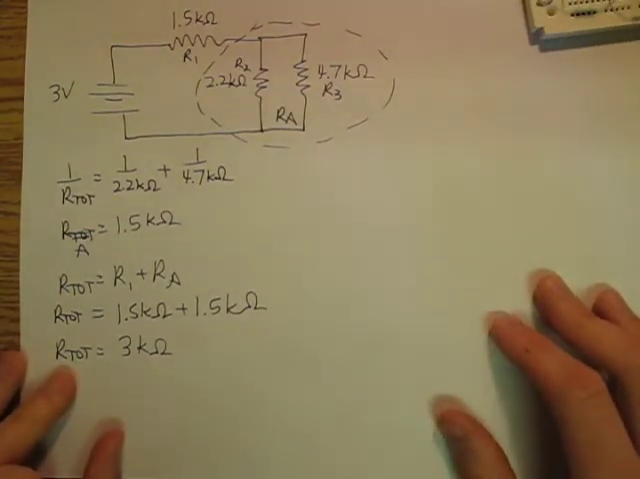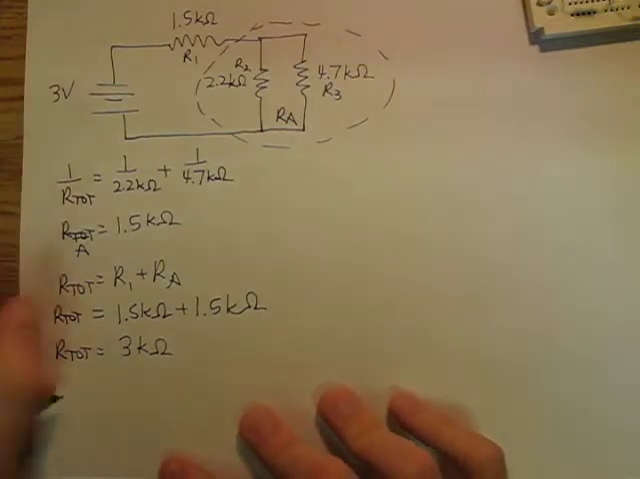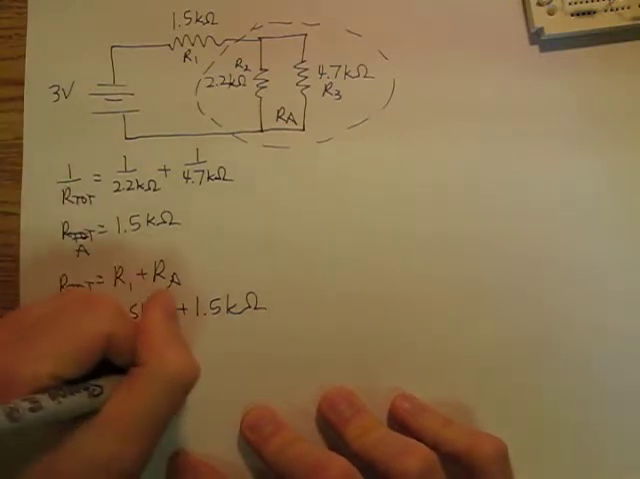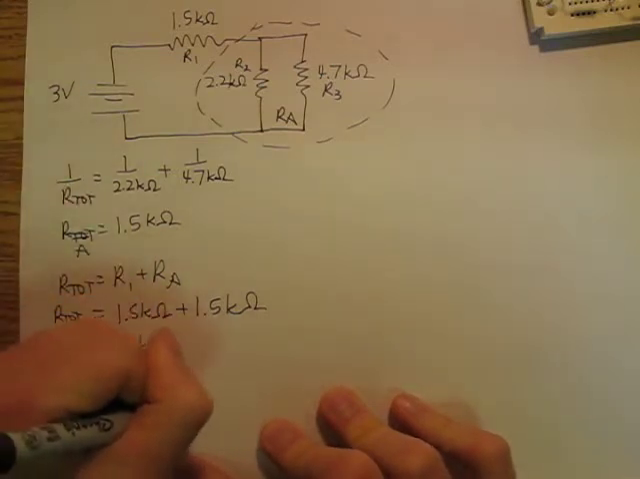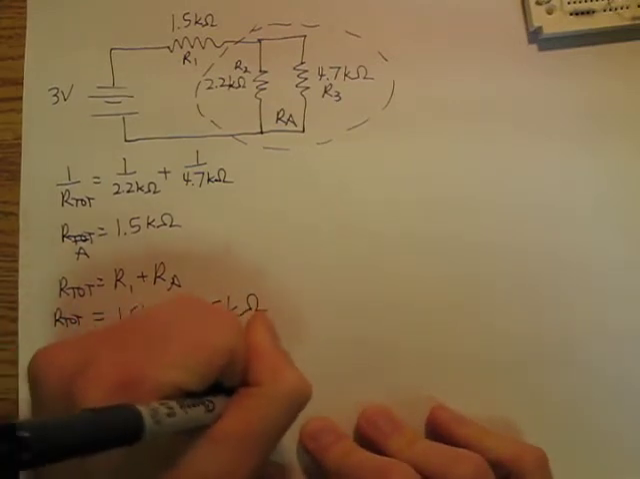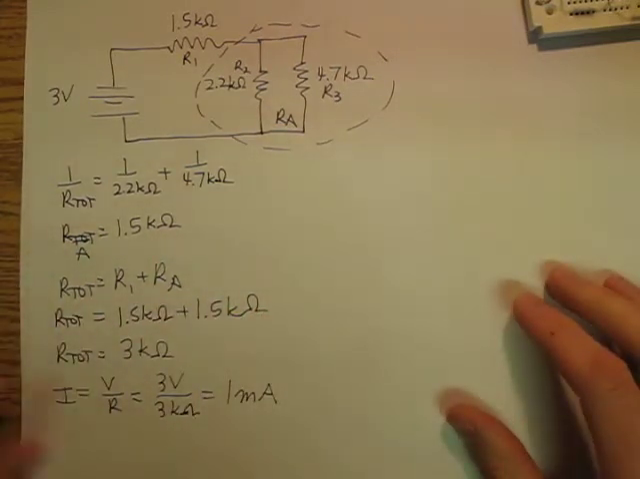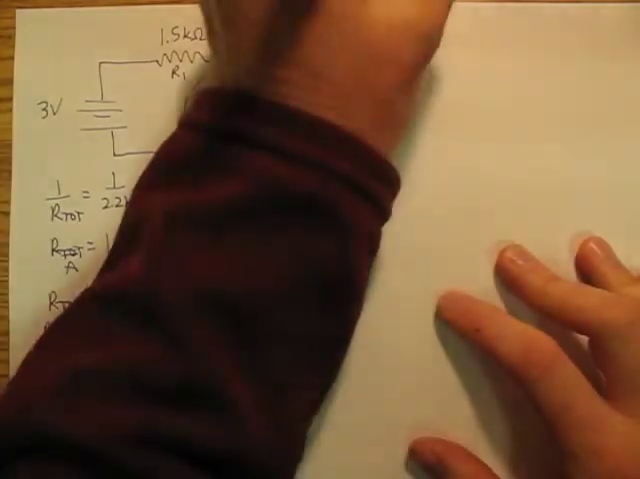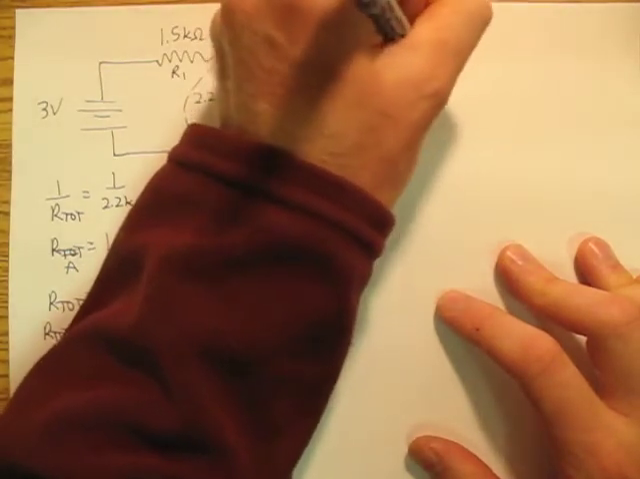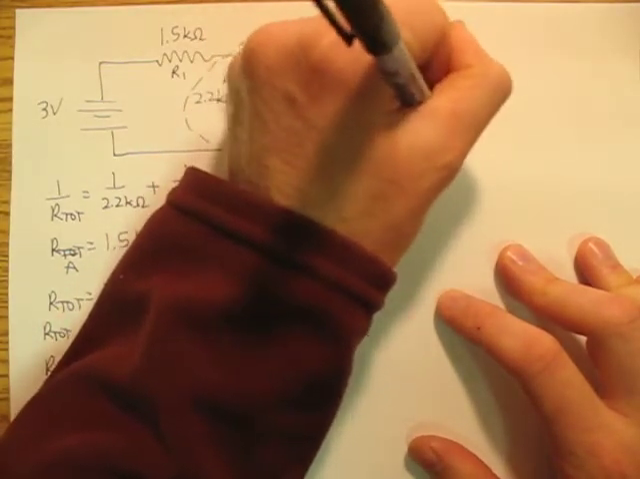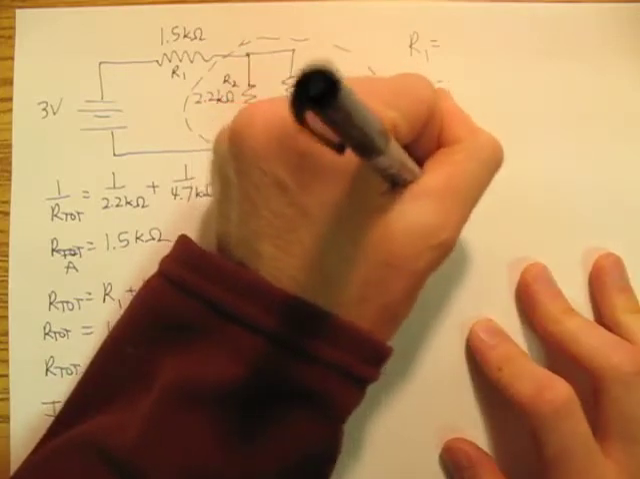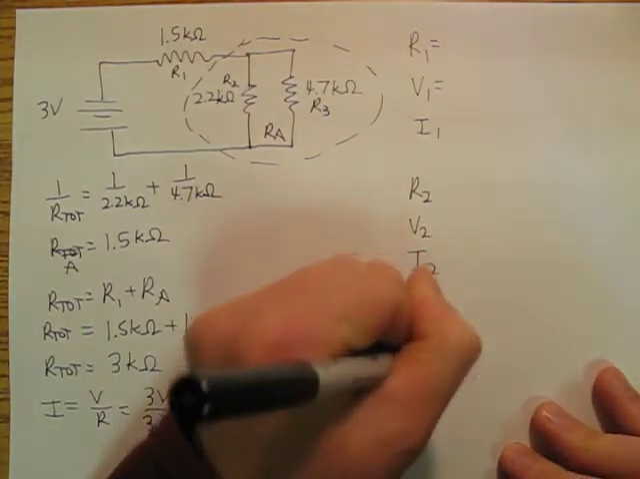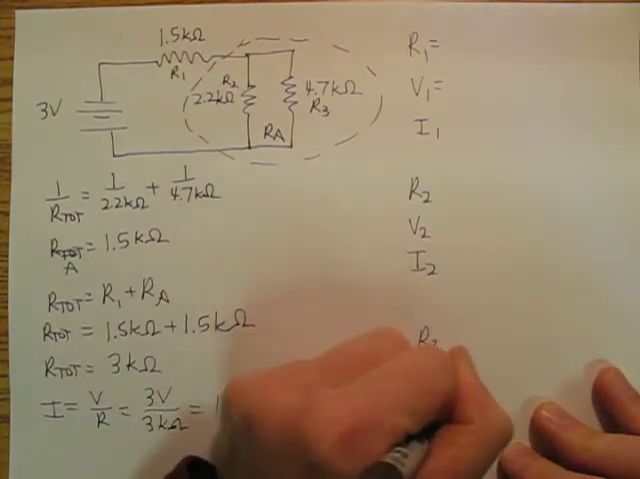There's a lot of things I don't have to grab the calculator for. Now I know that I is V divided by R, so I've got 3 volts divided by 3 kilo ohms. I'm going to end up with 1 milliamp, so my current is going to be 1 milliamp. Now let's do a little detective work. Let's go R1, V1, I1, R2, V2, I2, R3, V3, I3.